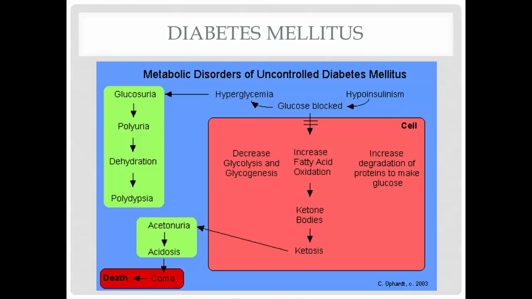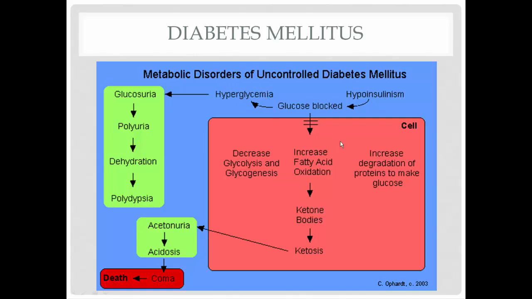Metabolically, when we look at diabetes, think about it as hypoinsulinism, that is, you don't have the insulin, so you can't take the sugar into the cells, because you don't have the insulin to enhance the ability of that sugar to go in the cells. Therefore, you end up being hyperglycemic. That is high levels of sugar in your blood.